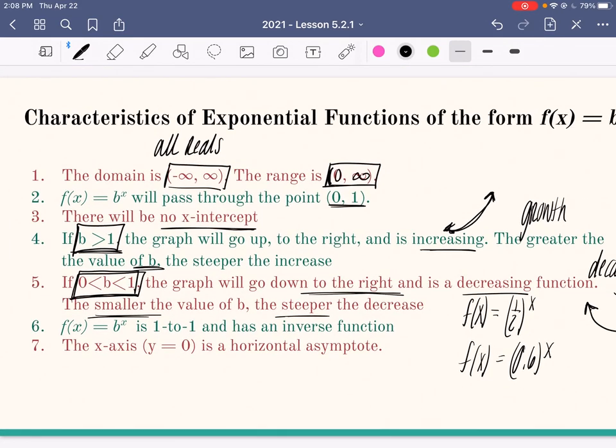All right, the other thing to note, we just talked about one-to-one functions. So exponentials, they are one-to-one, and it does have an inverse function. Its inverse is an actual function. We'll talk about that in a minute.